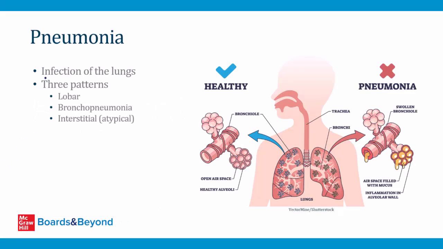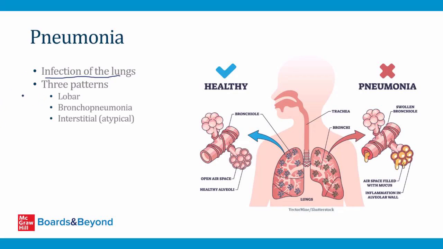So pneumonia refers to an infection of the lung tissue, and pneumonia is an example of a lower respiratory tract infection. Lower respiratory tract infections include pneumonia and bronchitis. They're distinguished from upper respiratory tract infections, which are infections of the nasopharynx or the sinuses.